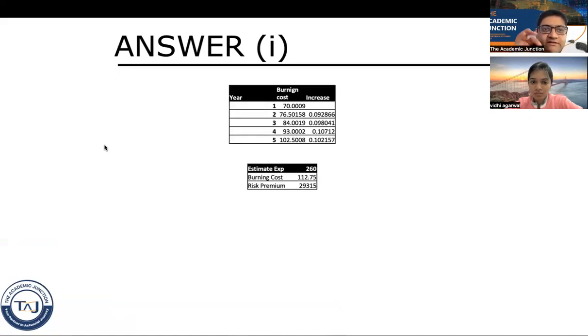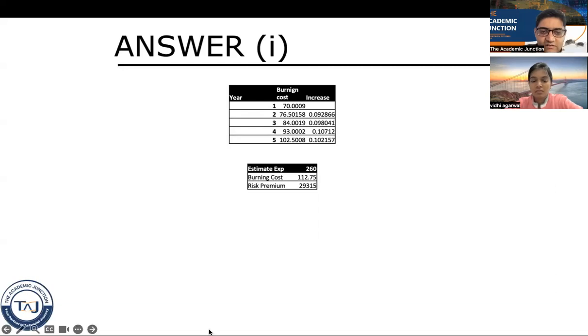So look at the division. 76 divided by 70 is 9.2%. 84 divided by 76 is 9.8%. 93 divided by 84 is 10%. 102 divided by 93, 10.2%. So you can then say that burning cost on average is increasing by 10% year on year. So my next year's burning cost will also be 10% higher than 102, which comes to 112.75. And then use that to calculate the risk premium, which is 29,350. Clear?